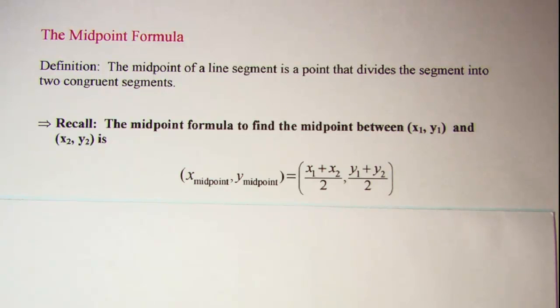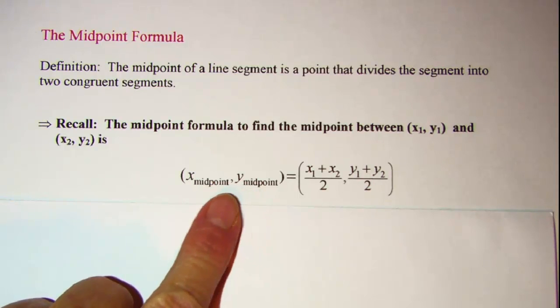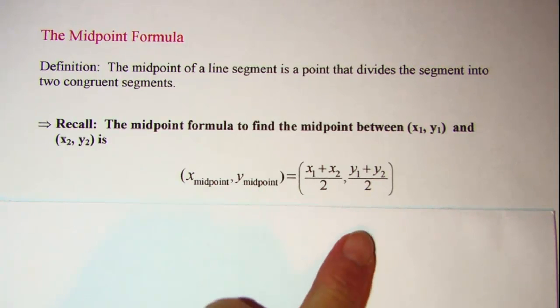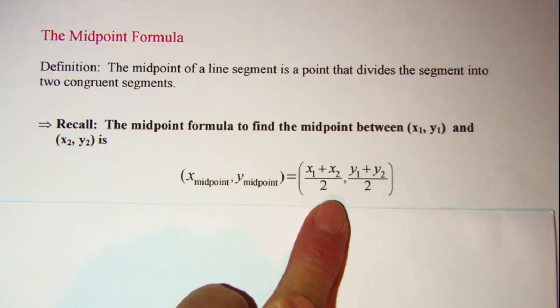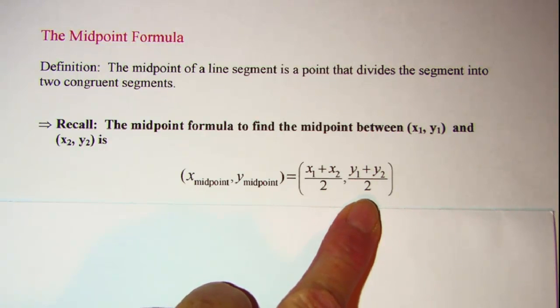the midpoint formula to find the midpoint between x1, y1 and x2, y2 is the x-coordinate of the midpoint and then the y-coordinate of the midpoint. I've shown it this way. And then you find those coordinates by just averaging the x's. So add the x's together and divide by 2. And average the y's. So add the y's together and divide by 2.